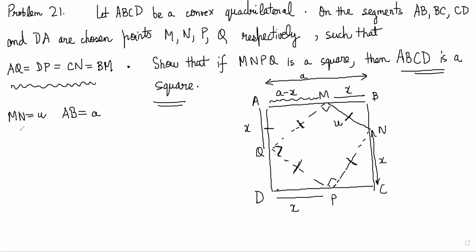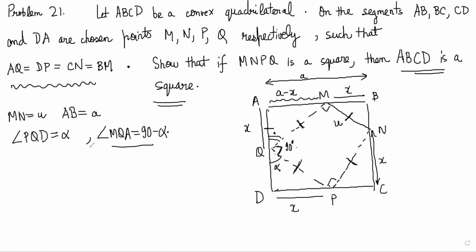And let's also assume that angle PQD is equal to alpha. PQD is this angle, so this angle becomes alpha. And we have angle MQA. MQA should be 90 minus alpha. Why? Because the whole angle MQA plus MQP plus PQD should add up to 180. And we know that MQP is 90 degrees here because we have assumed that MNPQ is a square. Therefore, angle MQA is equal to 90 minus alpha.